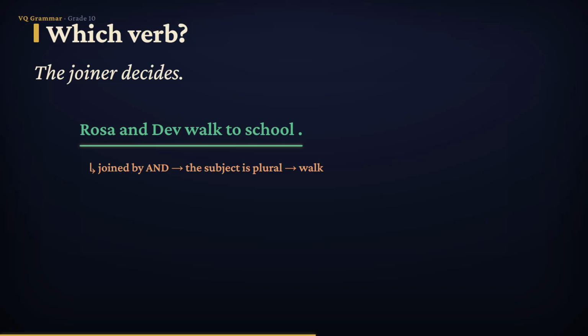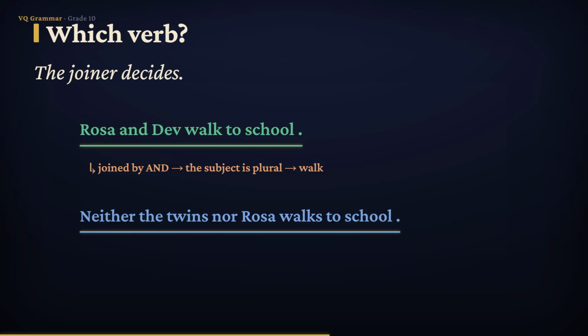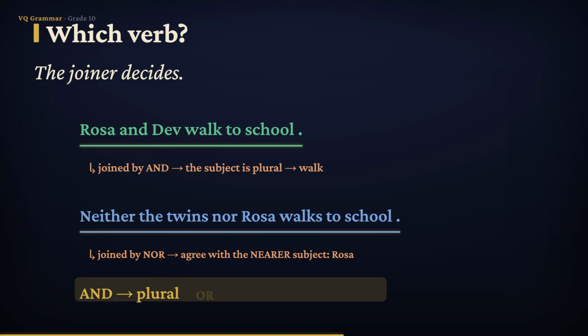Walk with no S because two of them are walking. But when the joiner is or or nor, you are not adding anything up. You are offering a choice. So the verb agrees with whichever subject sits nearer to it. Neither the twins nor Rosa walks to school. The nearer subject is Rosa, and Rosa is singular, so the verb takes the S. Walks. Simple rule to hold on to. And gives you plural, while or and nor send you to the nearer one.